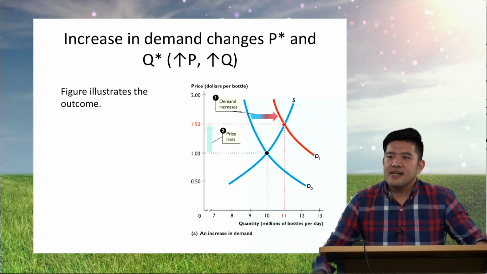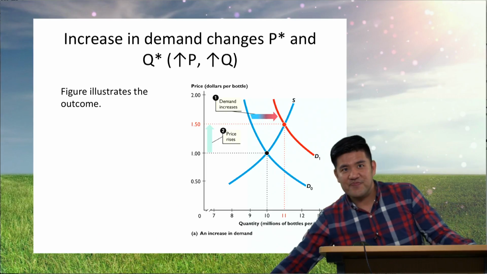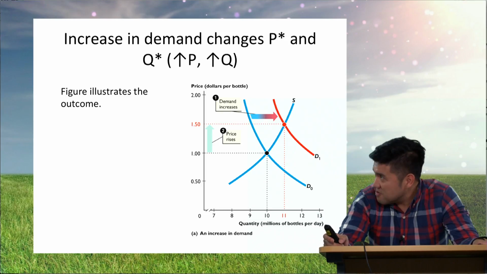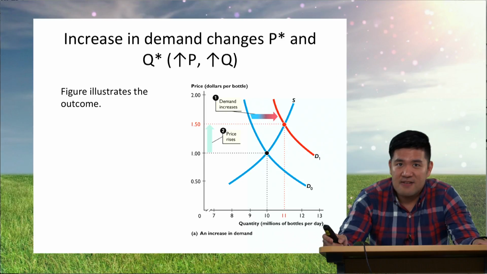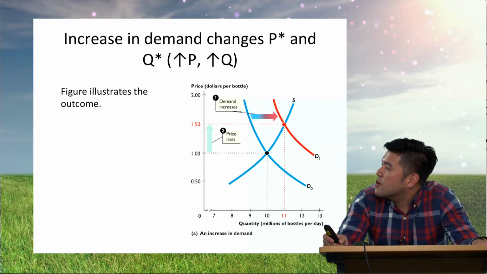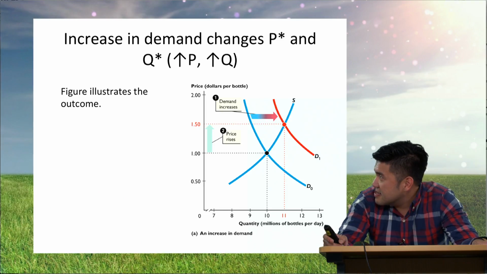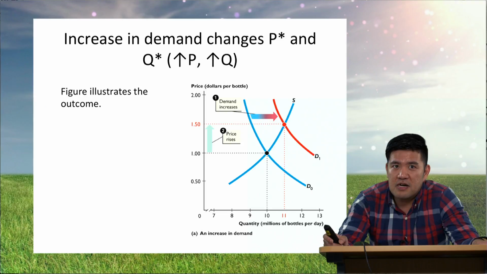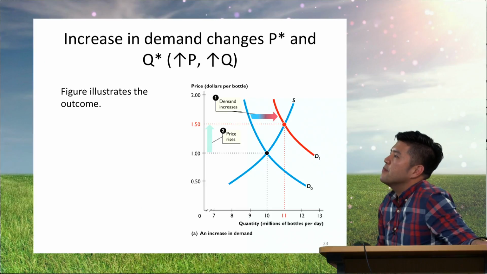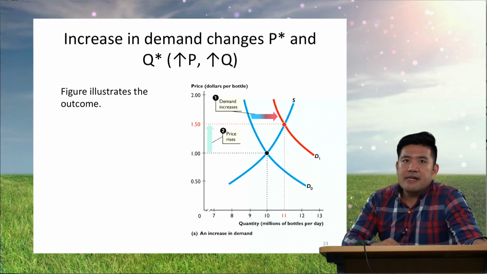Okay, guys, let's start again. Now, let's try shifting the demand curve or the supply curve, and let's see what is going to happen to our equilibrium price and our equilibrium quantity. So what is happening here, guys?